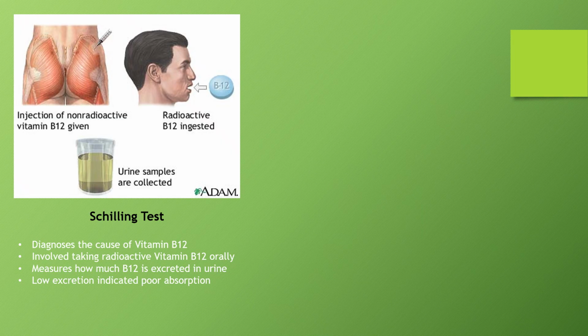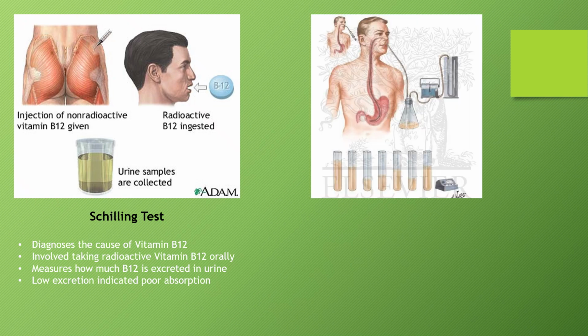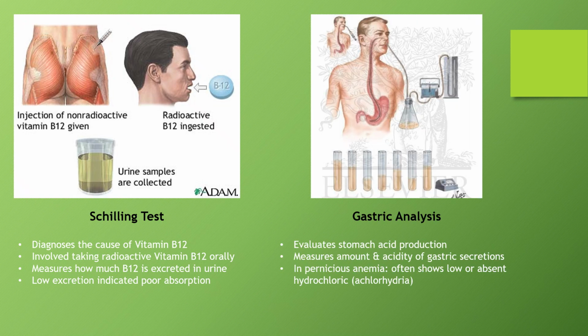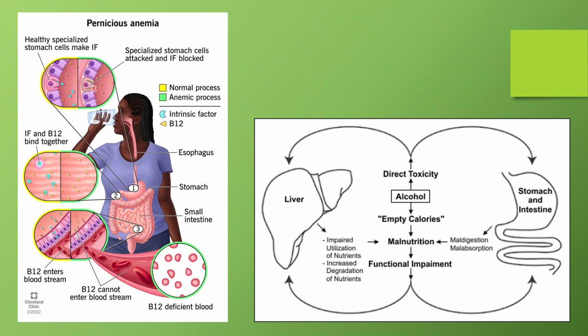The Schilling's test is where we inject non-radioactive vitamin B12, and then we collect those samples. The other diagnostic testing is the gastric analysis. This evaluates stomach acid production, measuring the amount of acidity and gastric secretions in pernicious anemia. This often shows lower or absent hydrochloric acid. Again, these are different ways to test.